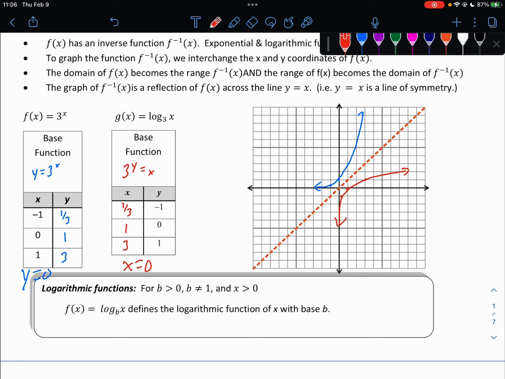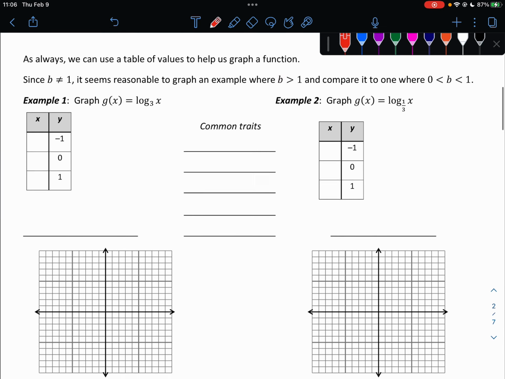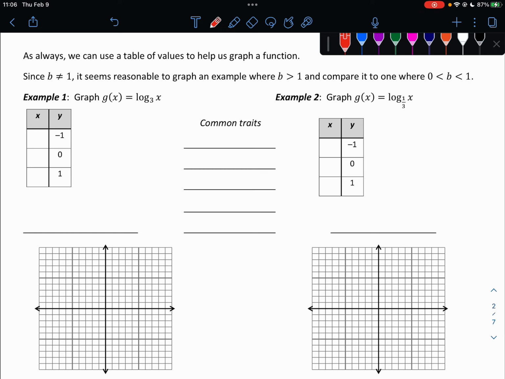Okay? So down there at the bottom for logarithmic functions, remember that log base b of x defines a logarithmic function of x with base b. As always, we can use a table of values to help us graph any function. Since b is not 1, it seems reasonable to graph an example where b is greater than 1 and compare it to one where it is between 0 and 1. Okay, so let's do that.